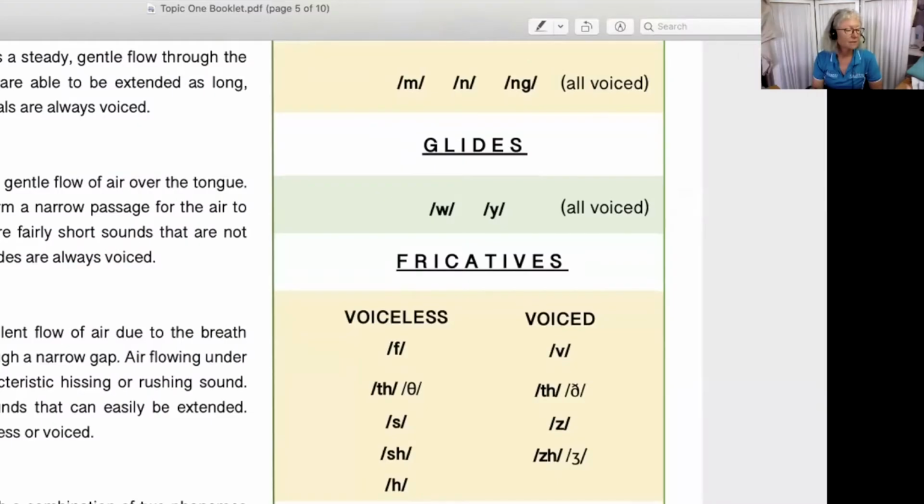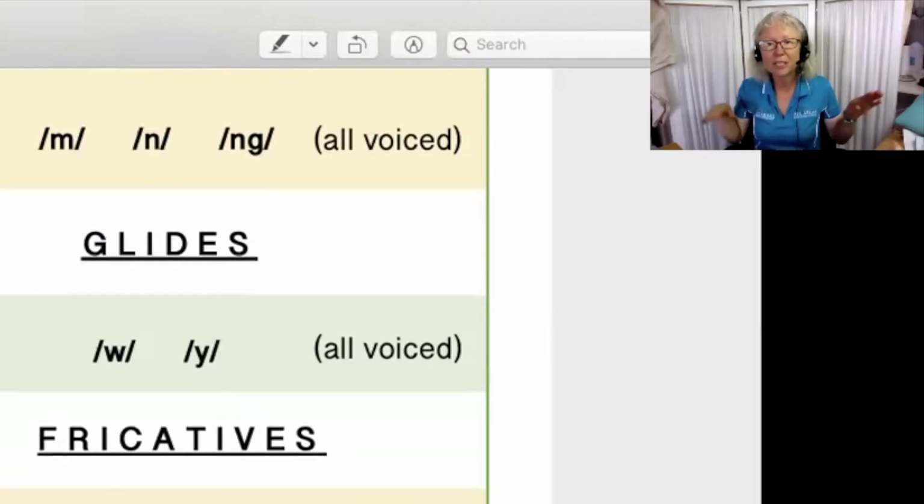The next one are the fricatives. And this is where we start to get into some quite tricky sounds, and the sounds that 2-year-olds often don't have and 3-year-olds are just developing. These are the sounds that often have to be worked on in therapy. Fricatives have a turbulent flow of air. Think about turbulence. If you're in a plane and there's turbulence, wings might be shaking. So turbulent, powerful, bumpy, moving.